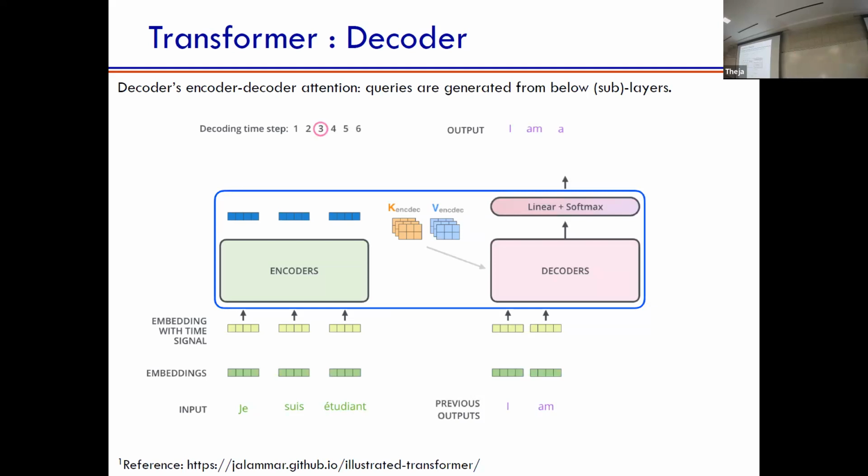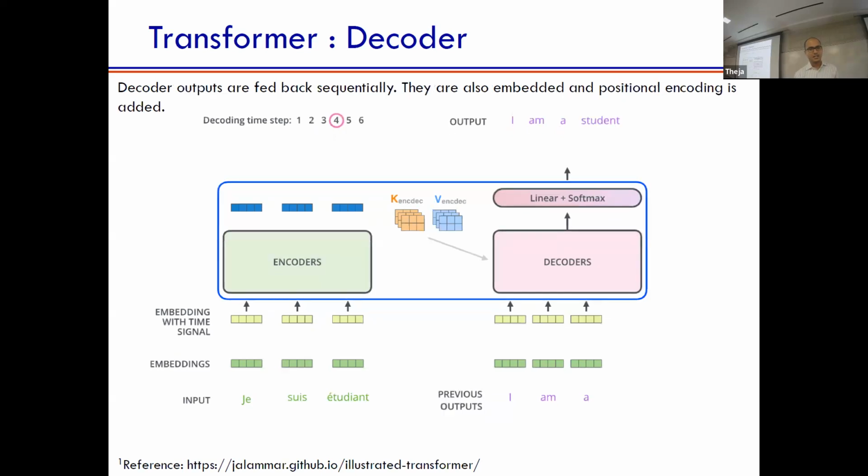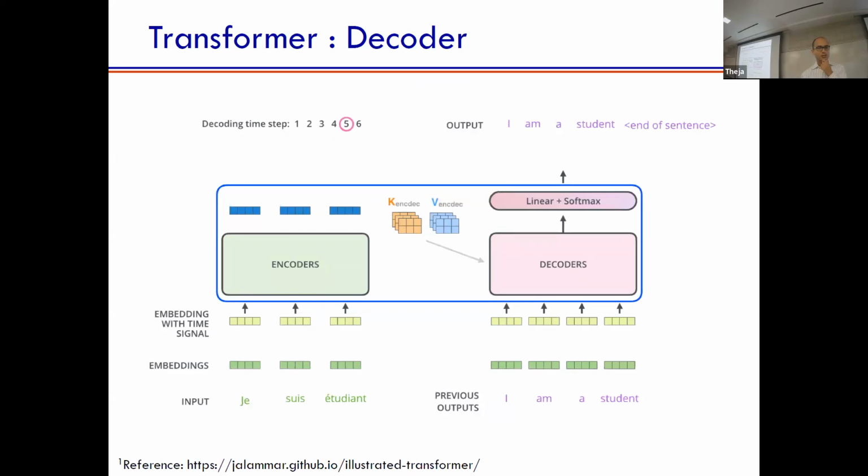As I said, and the detail I've already mentioned before, the queries to attend in the encoder-decoder sublayer are generated from the previous self-attention layer. And then decoder outputs are fed back sequentially. First you generate "I" and pass it back. Next generate "am," pass it back, and so on. And they also have positional encoding. You add positional encoding there as well. And that's the type of output you want.